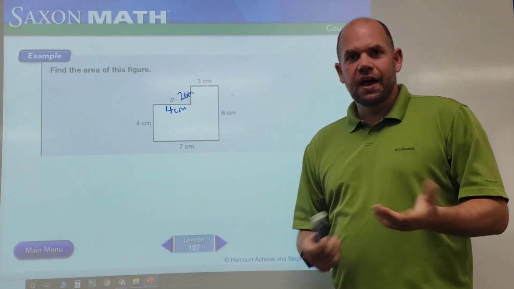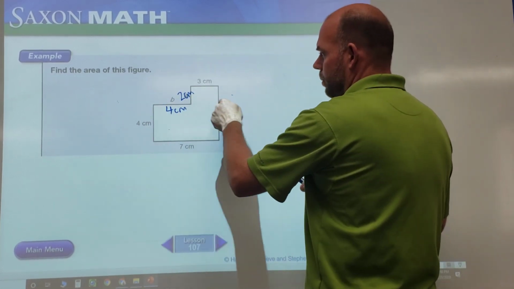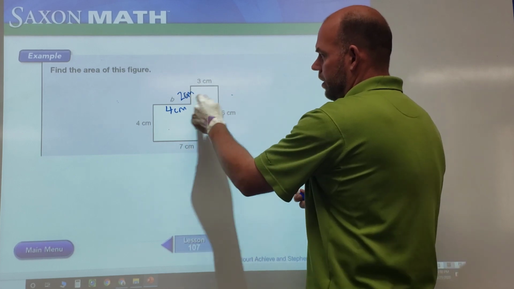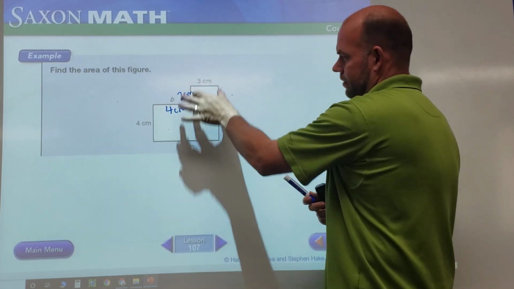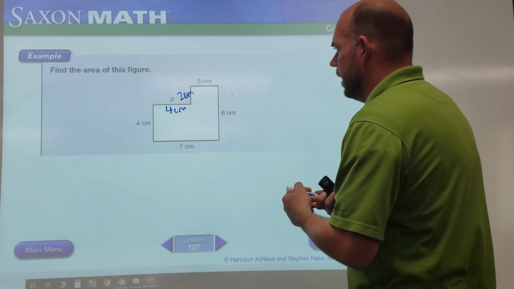Once we know our sides, we can just make this into two shapes. We can either make it a big box here and a little box, or we can make it a big box here and, well, they're both kind of the same size. Either way, it's going to give us the same answer. So let's look at that.